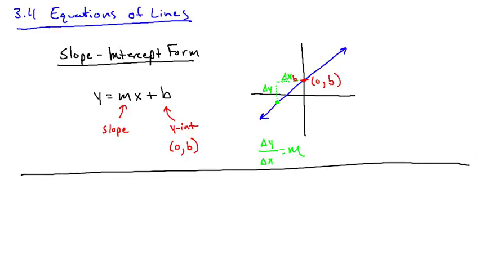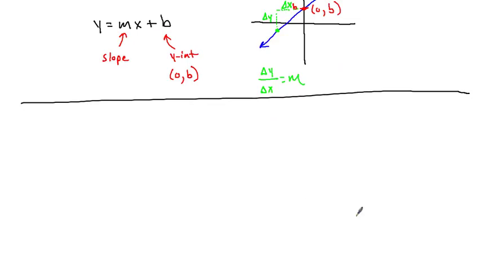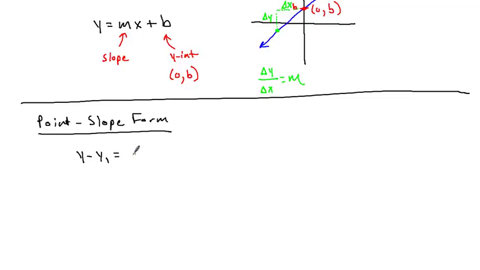We're going to move on to our next form, which you're probably also familiar with. This is point slope form. All right, when we look at point slope form, it looks like this: y minus y1 equals m times x minus x1. The reason it's called point slope form, again, is because if we look at it, we can see the coordinates.